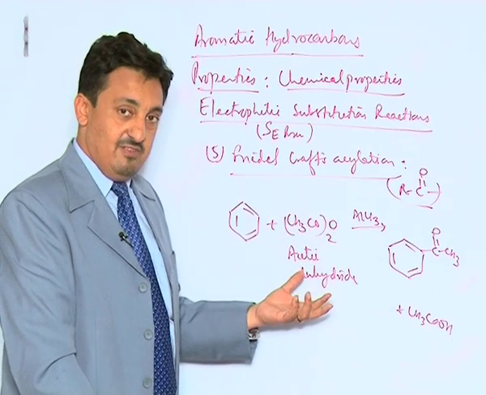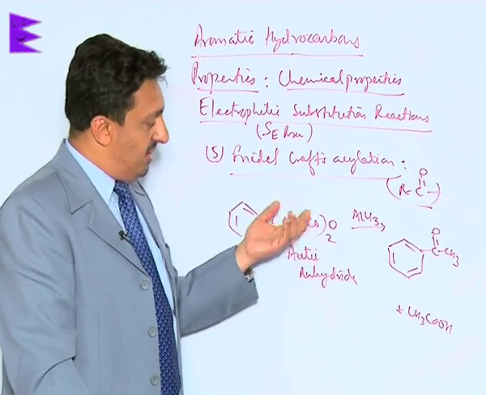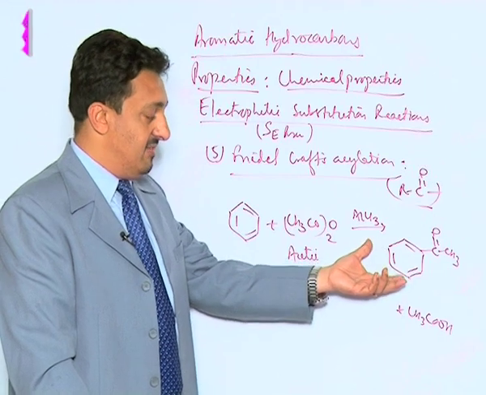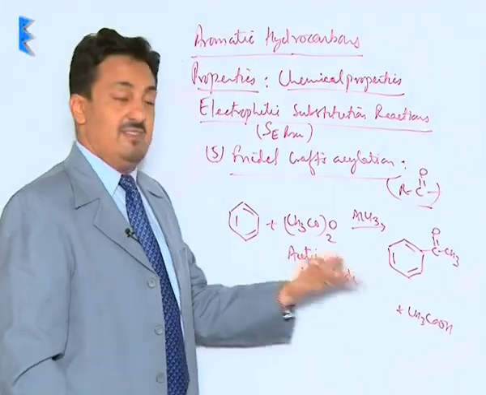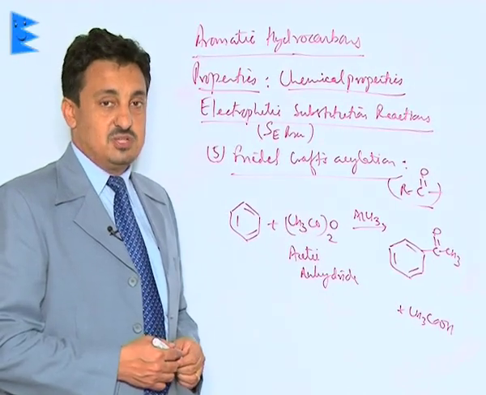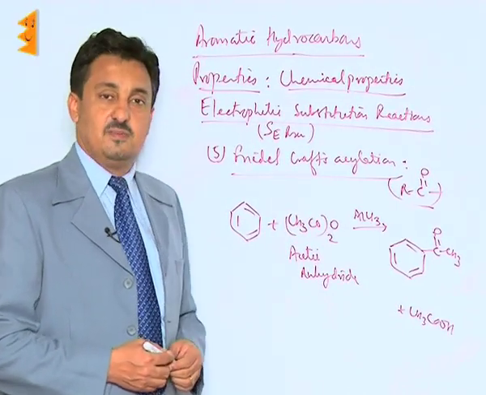The acylinium ion is the electrophile which is being generated, and it attacks the benzene ring and we get the hydrogen substituted. This is the product obtained along with acetic acid in the Friedel-Crafts acylation if we are taking acetic anhydride.